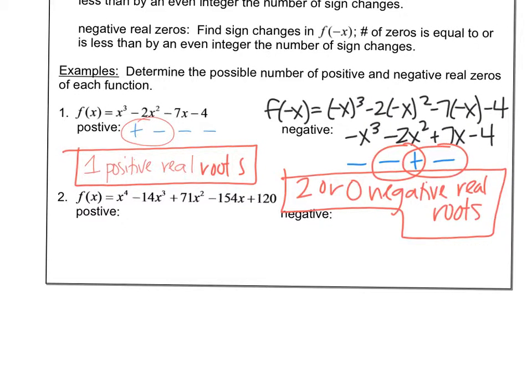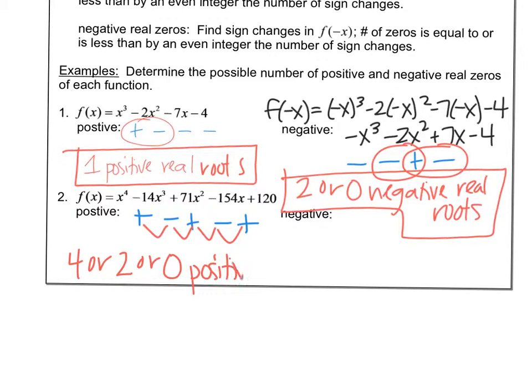Do you want to try number 2? I'll give you a minute. Try number 2. So we wrote out the signs. It changes 4 times, so that's going to be 4, or you're going to go down by 2. So 2 or 0. If you can go down by 2, you write that number as well until you get to 0. 4 or 2 or 0 positive real roots. That tells me how many positive real roots I have.